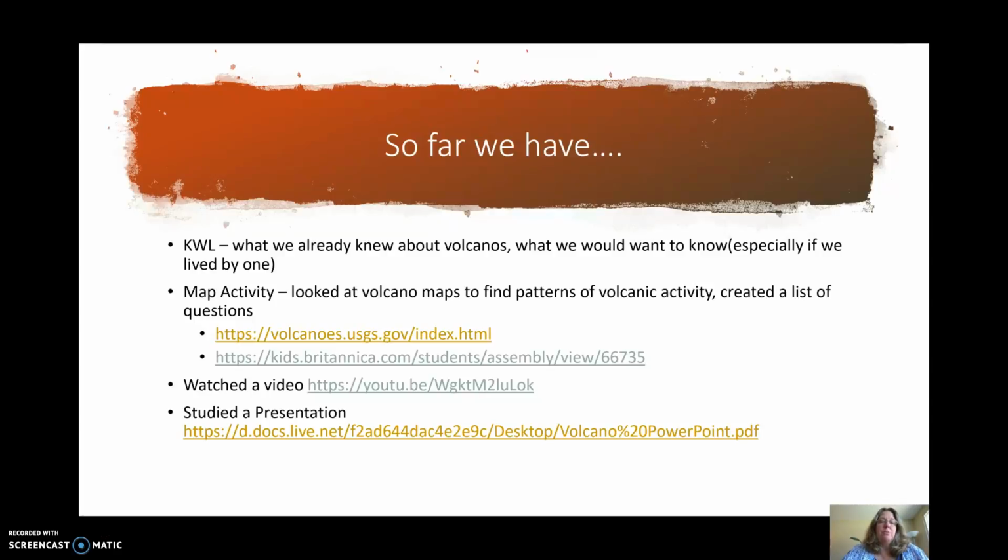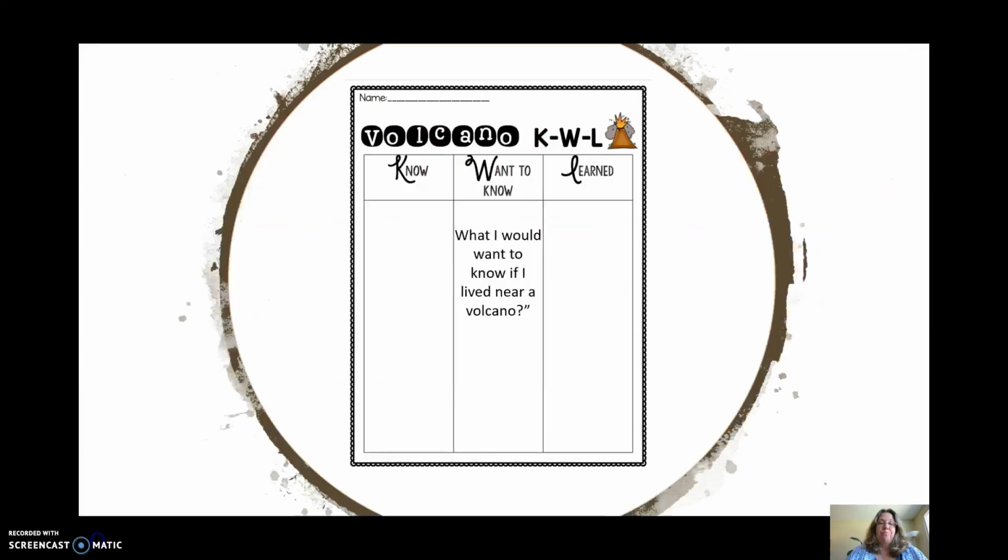So one of the first things we did was a map activity where we looked at some volcano maps. And I included the links here in case you wanted to use it to figure out what volcano you're going to work with and where you might find one. And we created that list of questions about what we would want to know. We watched a really cool video, and then we did a presentation.